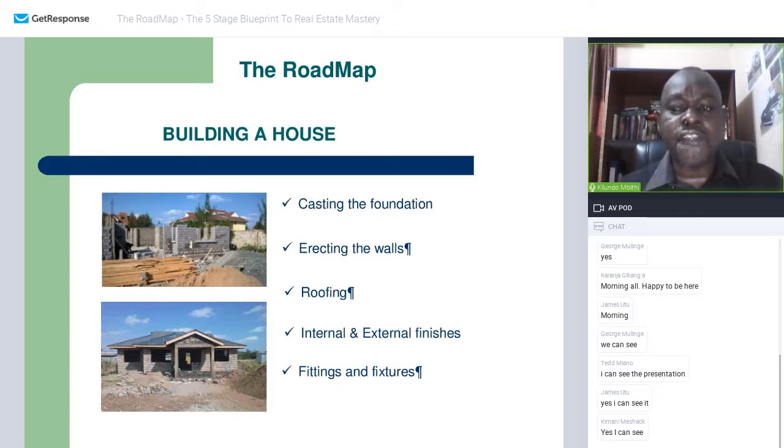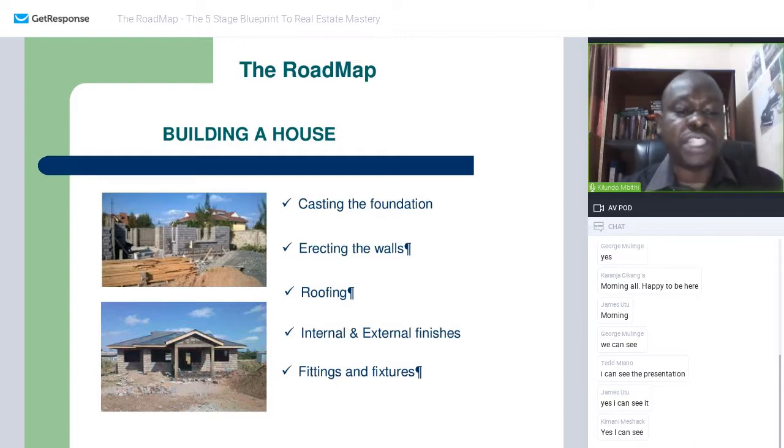The roadmap is comprised of 5 stages, and the 5 stages that I have curated in this book. The roadmap is a 5 stage blueprint. It's a 5 stage formula, and these 5 stages help the investor to move in a systematic process. Think of it like building a house. If you have ever attempted to build a house, you will confirm to me and to everyone in this webinar that there was a system that you used. There were things that had to be done first before anything else. Casting the foundation was one of the first things that you had to do before you built the walls. And you had to build the walls before you even thought about having a roof.